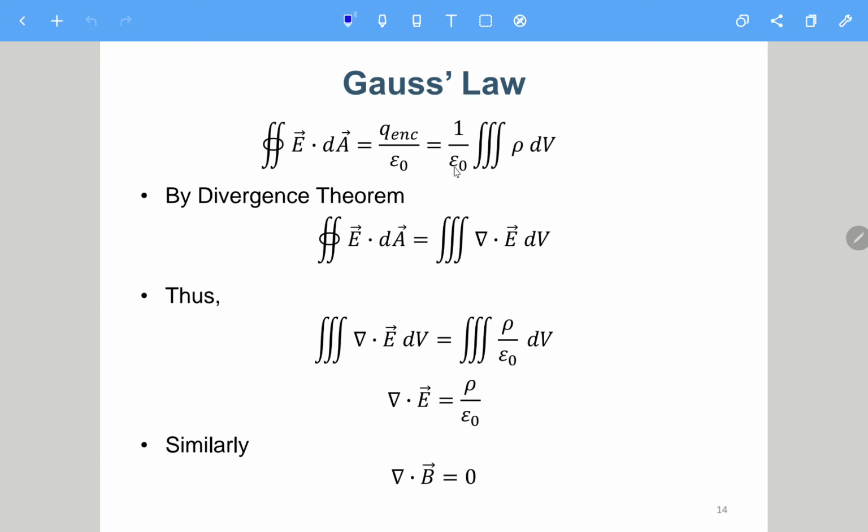And also we just put this one inside because this is just a constant. So just put it inside, and then these two triple integrals are equal to each other, and for arbitrary volume, the integrand should be equal to each other. So finally we have this: divergence of E equals rho over epsilon naught.